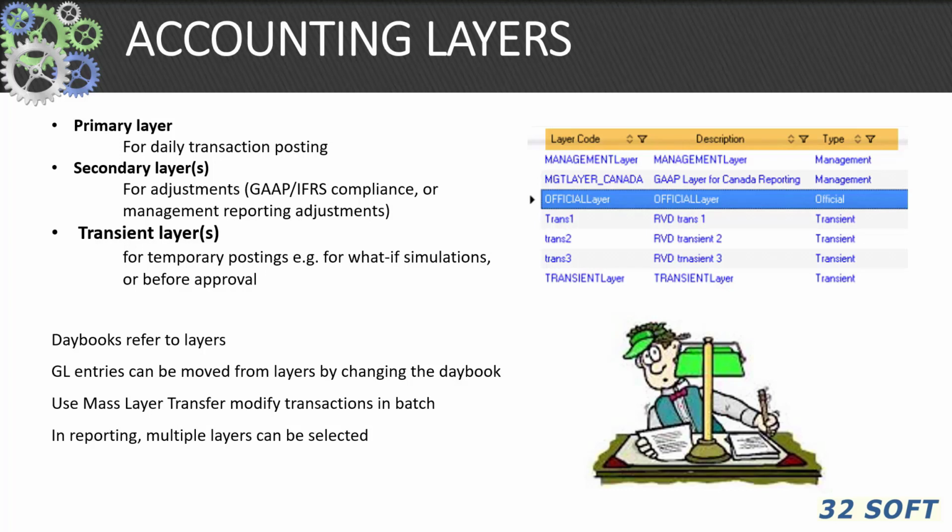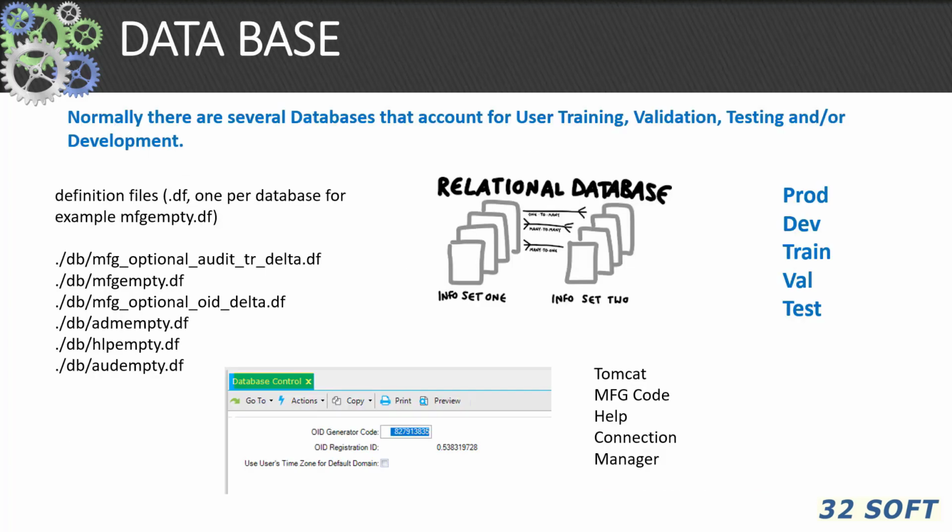General ledger entries may be moved from layer to layer by changing the daybook using the 25.13.11 mass layer transfer execute. And in reporting, you can report against these various layers. The most important element for data setup is the database in QAD.